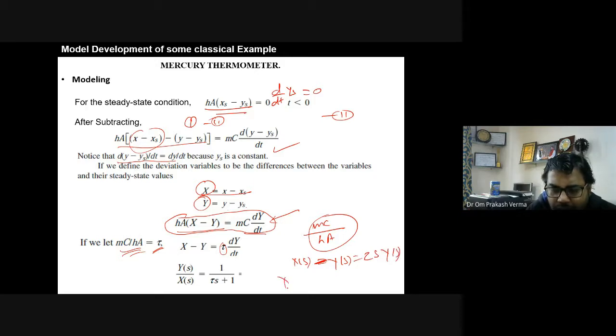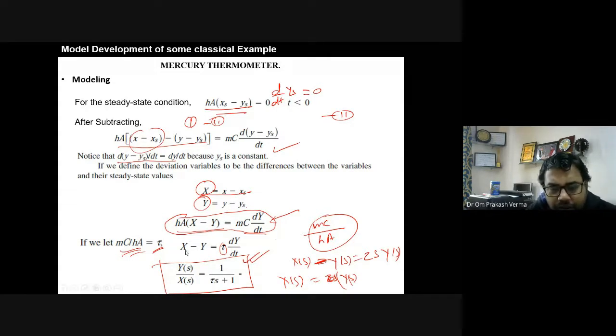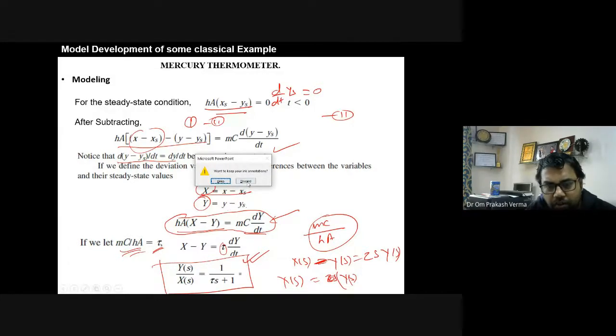You can solve this equation, right? So you can write Ys upon Xs is equal to 1 upon tau s plus 1. Any doubt? Any doubt? No sir. You are free to ask any question.